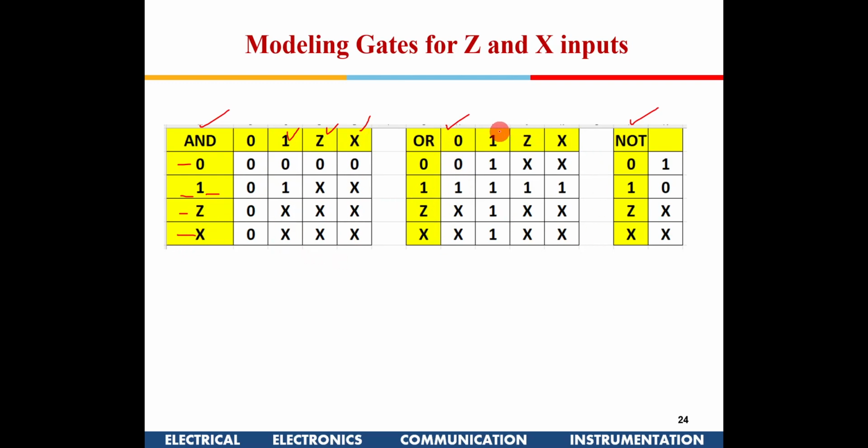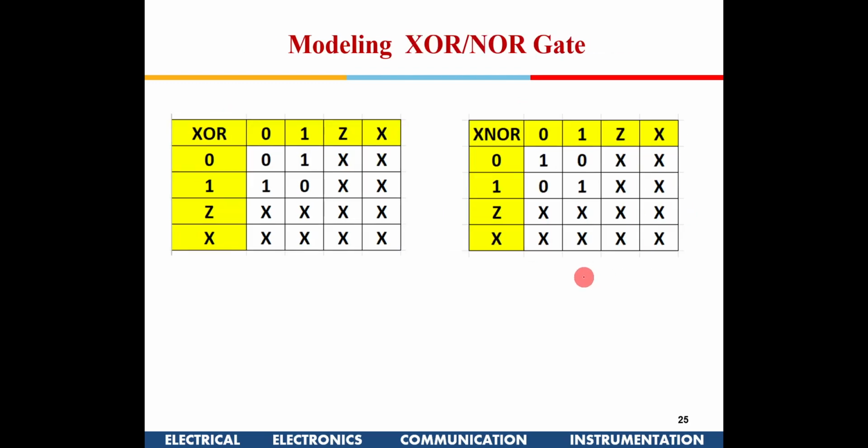Similarly for an OR, if one of the inputs is 1, then everything will be 1. If one input is 0, then it depends: for 0 it will be 0, for 1 it will be 1, and for z and x it will be x, right. So all these simulators will now take all these variables into consideration. Okay. Now this is for XOR and XNOR. Okay, so you could verify this. I'll share this PDF. This is the way the actual truth table of an XOR and an XNOR looks like.